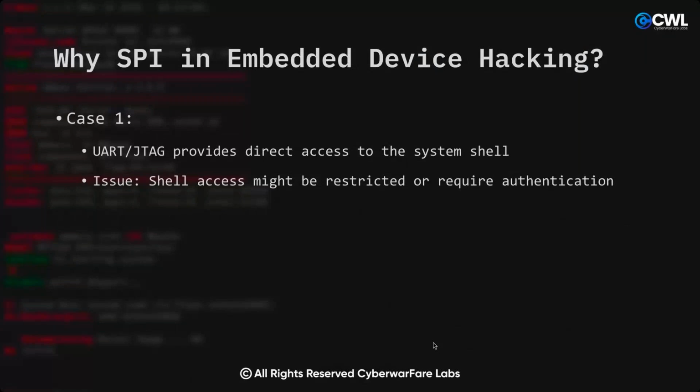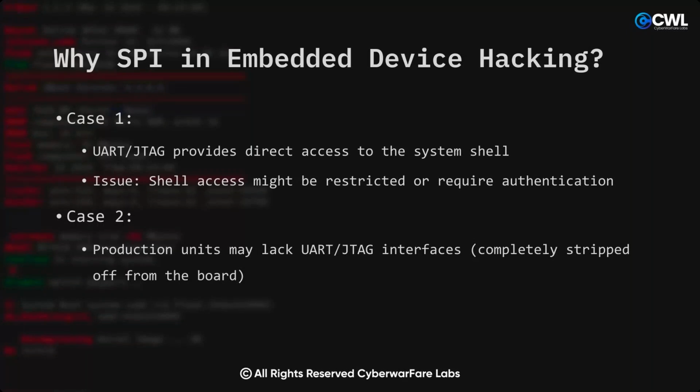Let's see why SPI in embedded devices. If we have UART, then why do we need SPI? UART and JTAG provide direct access to the system shell, but we have some issues with them. The shell might be restricted or require authentication. So vendors, if they are not stripping out the UART or JTAG, provide a login for it. And in some cases, production units might lack the UART and JTAG interface completely, stripped off from the board. So how are we going to interact with the board if we don't have UART or JTAG? This is where SPI memory comes in.